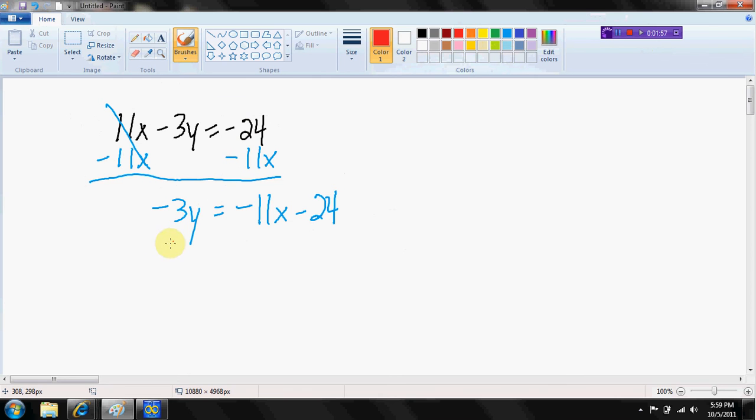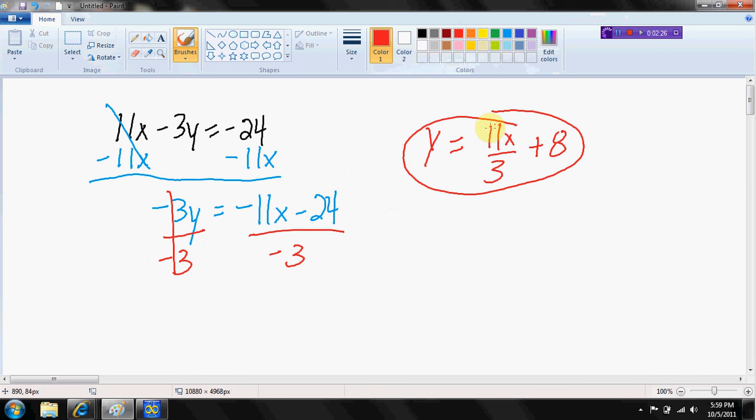Alright, the last thing we're going to do here is divide everything by negative 3. And we'll see that our negative 3's cancel out and we're left with y equals 11x over 3. Negative divided by a negative is a positive, and then negative 24 over negative 3 is going to be positive 8. So that's our equation in slope-intercept form. Our slope, because we want to find that, is 11 over 3. Our y-intercept, which we'll use the letter b for, is 8.